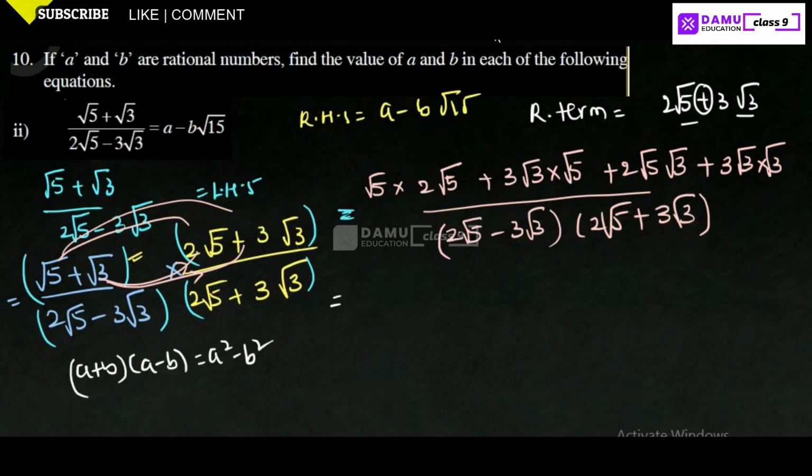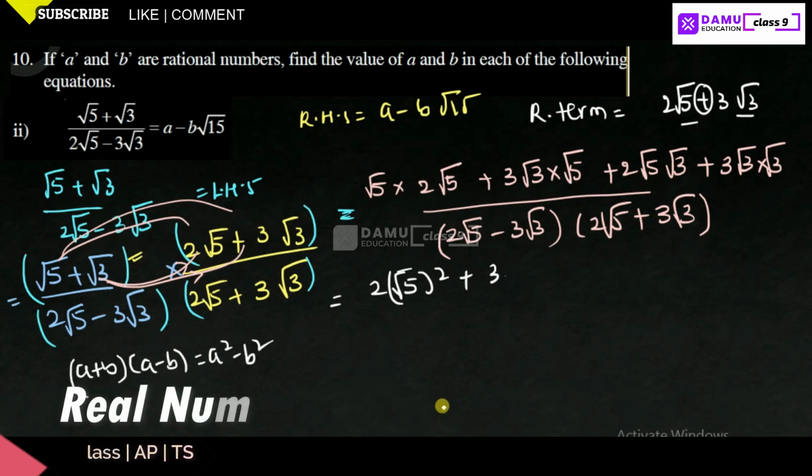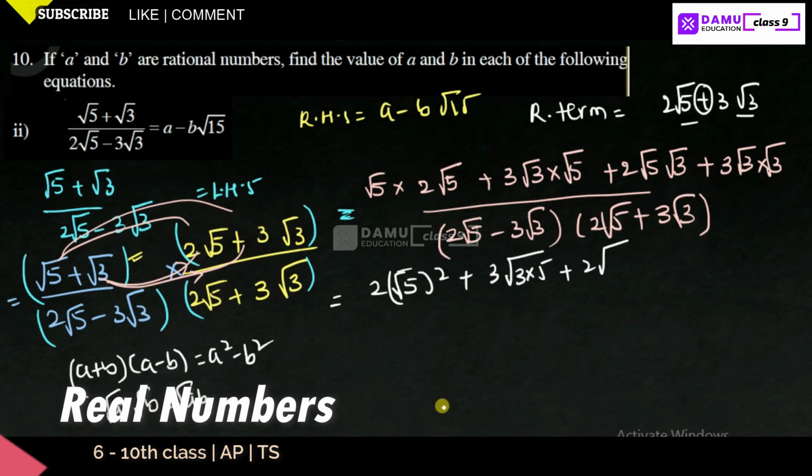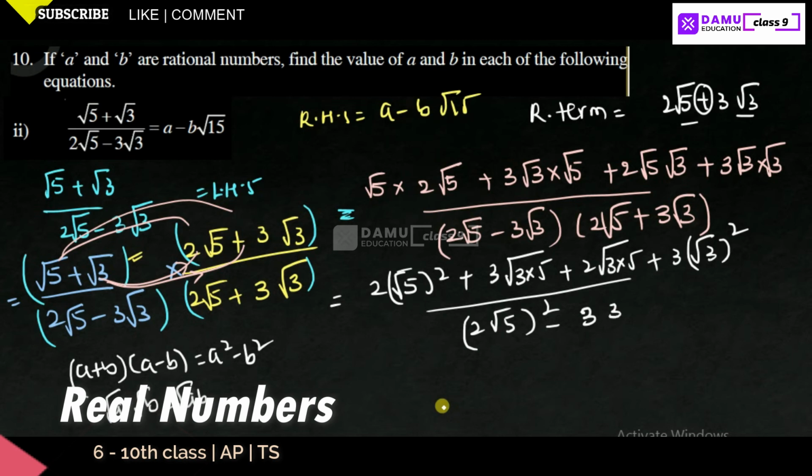So here for the denominator, we can write 2 into root 5 whole square minus 3 root 3 whole square. In the numerator, 2 into square root of 5 whole square plus 3 into square root of 3 into 5, using square root of a into square root of b equals square root of ab, plus 2 into square root of 3 into 5 plus 3 into square root of 3 whole square. Here the square and square root will cancel.